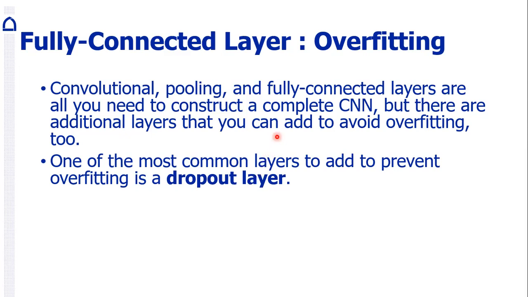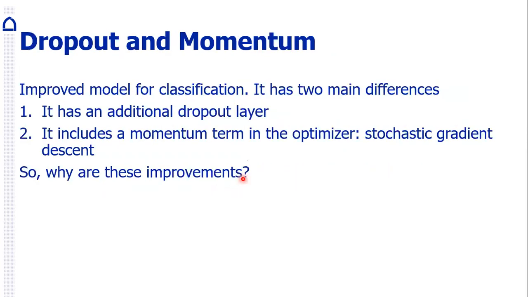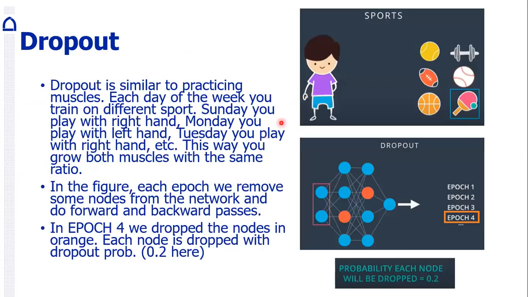We can add more types of layers. We have two techniques. The first one is the dropout layer, and we will also talk about momentum. The dropout layer is a layer added to avoid overfitting. Dropout is similar to training your muscles.